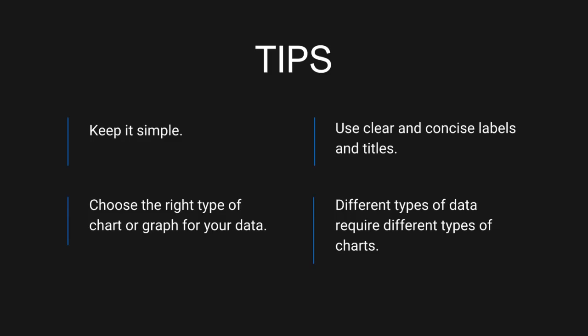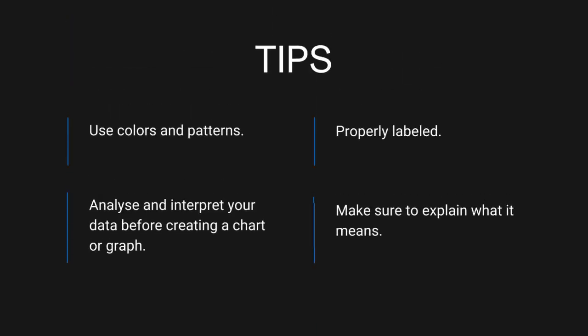Different types of data require different types of charts. Use colors and patterns to make your chart or graph easier to read. Make sure your chart or graph is properly labeled. Your audience should be able to understand what the chart is showing without additional explanation. Always analyze and interpret your data before creating a chart or graph. This will help you choose the right type of chart and make sure that your conclusions are accurate. When presenting your chart or graph, make sure to explain what it means. Don't assume that your audience will understand the data without explanation.